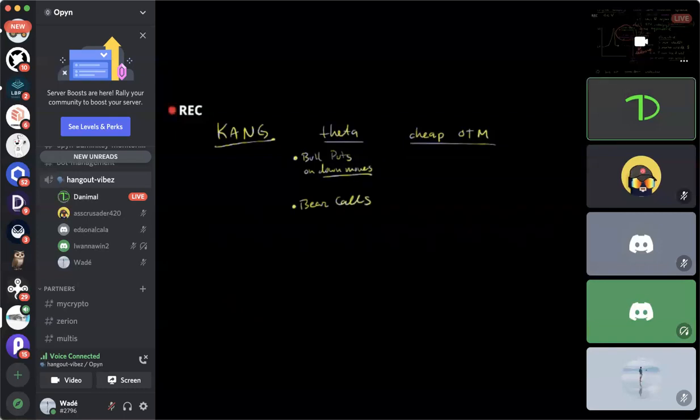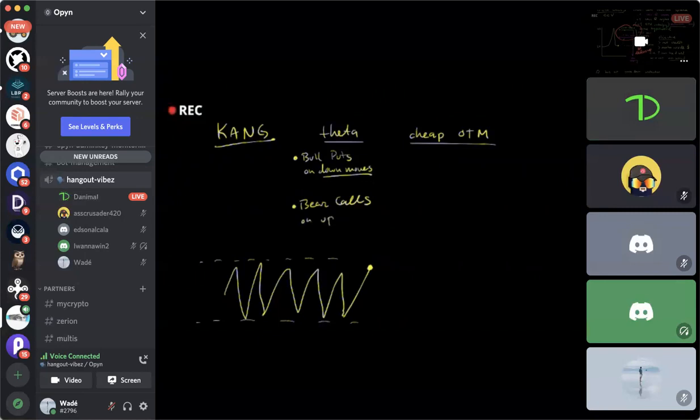And conversely, when would you be doing a bear call? When you see the market moving like this, you're going to want to do it on these up moves. So if you're sitting in a market that is consistently doing this, then you want to do that on up moves or pumps.